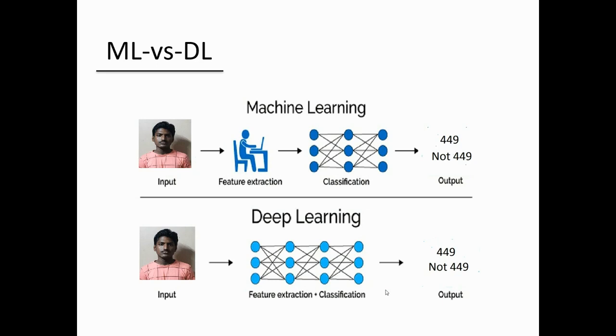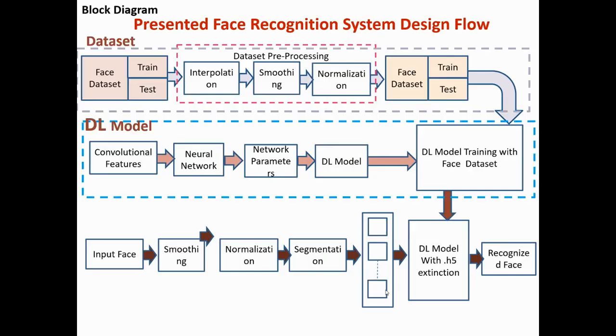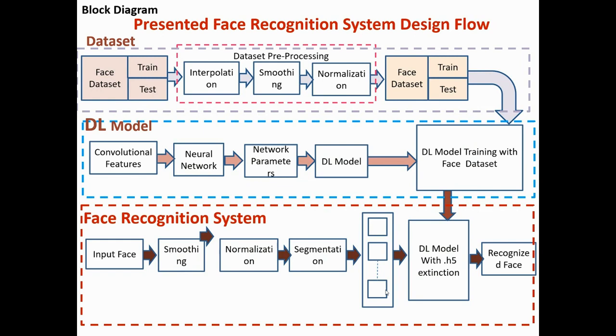So in deep learning, both feature extraction and classification are done in a single step, so it will reduce the time. This describes how ML differs from DL. This is the presented face recognition system design flow.